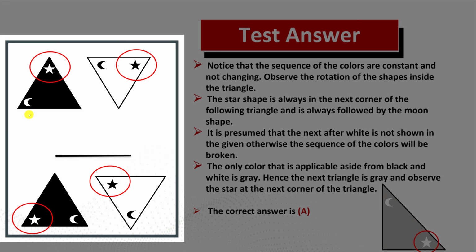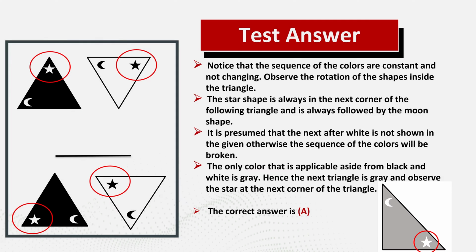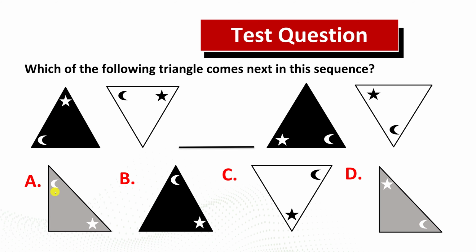The key to answering this question would be the pattern of smaller shapes inside the triangle. If you see, the star moves to the next corner in the next triangle. It moves from the first one to the second one, and then from the second one to the fourth one, and then from the fourth one to the fifth one. So now we need to find the triangle that has the star in the bottom right corner. You see that the only triangles that match this pattern would be choices A and B.